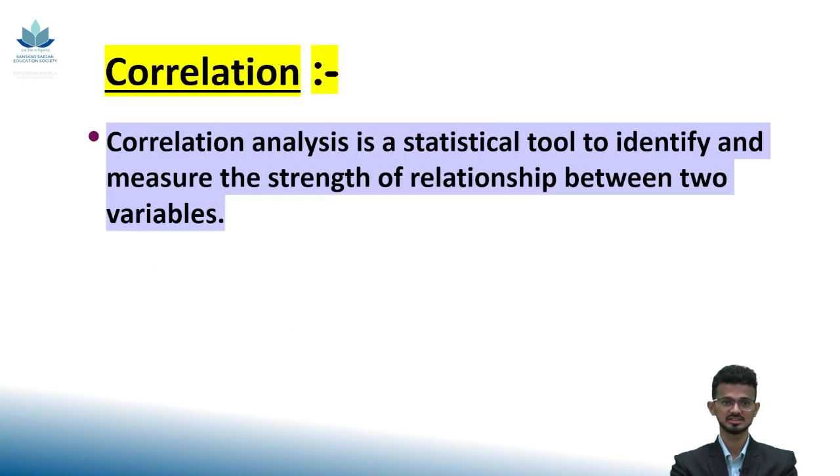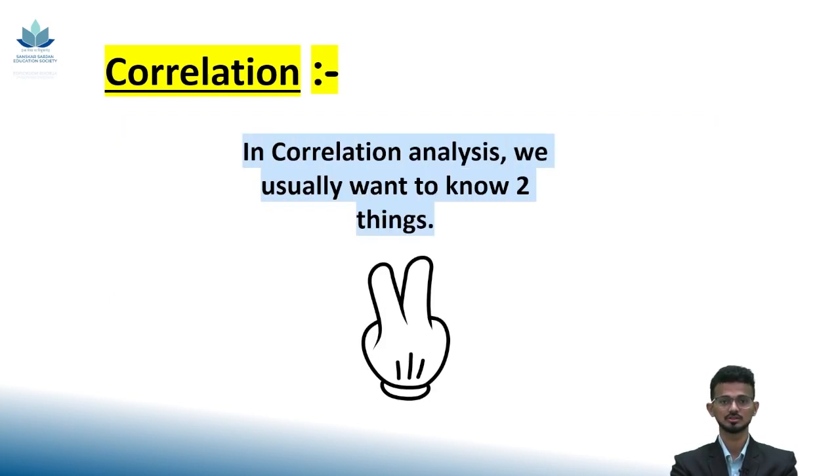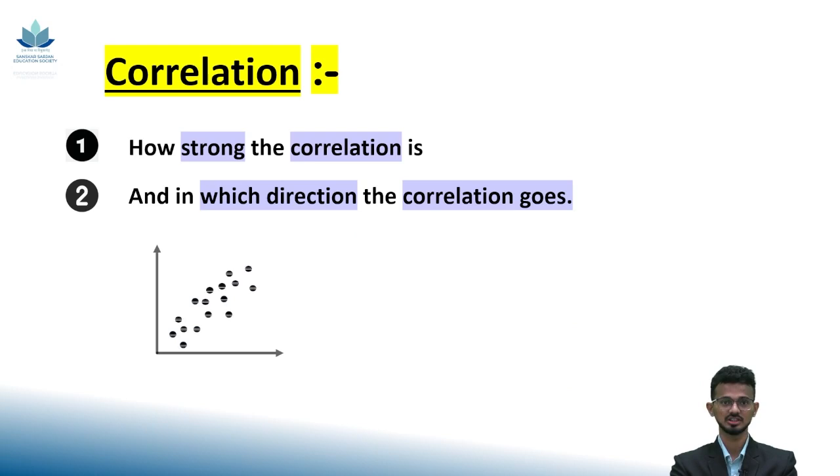Therefore, correlation analysis is the tool which gives an idea about the strength of relationship between two variables. We can calculate the correlation for variables measured on interval, ratio scale, or even ordinal scale. Using a scatter plot, we get an idea about the shape, direction, and strength between the two variables. We need to keep in mind two things in correlation analysis. First, how strong the correlation is, and second, in which direction it goes.